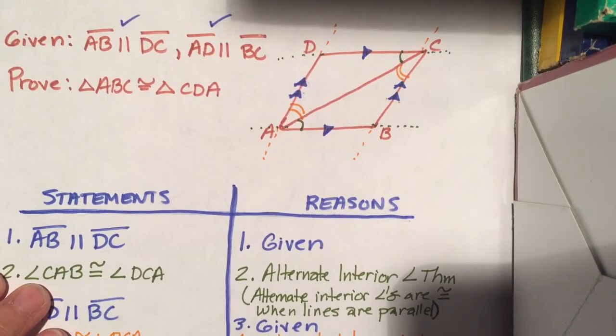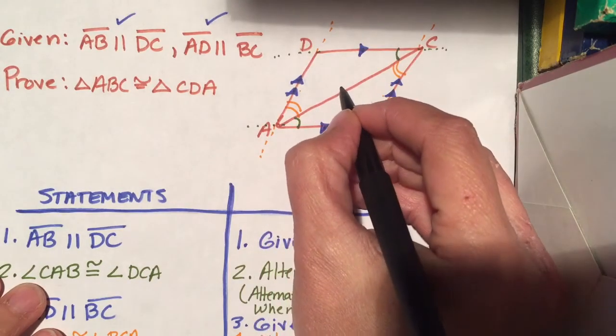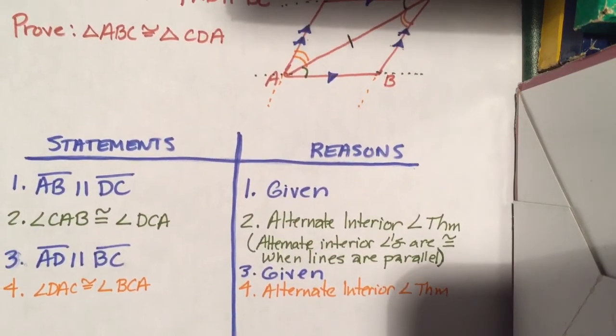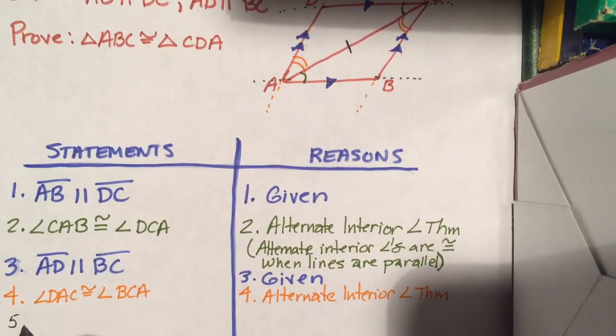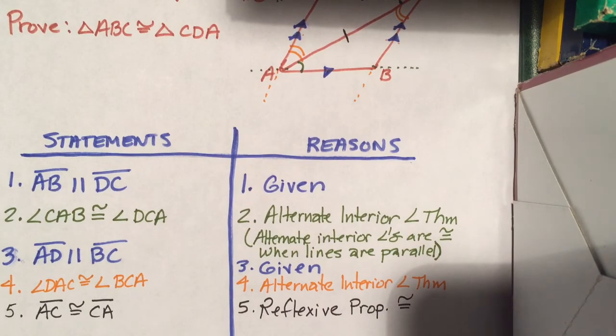Remember, we always look for things like vertical angles, right? Well, what's one key thing that you see here? They share a side, and that's our reflexive property. So we're going to use our reflexive property here. I'm going to say AC is congruent to CA, the same side, by the reflexive property. And that's the reflexive property of congruence, okay? If you just put reflexive, that's the reflexive property of congruence. If you put reflexive, I'll take it, because I'm just that kind of teacher.